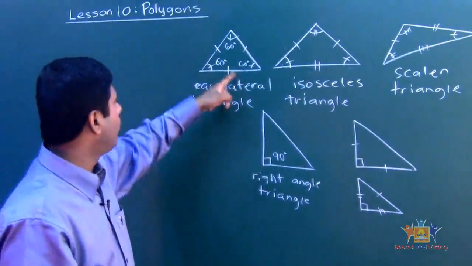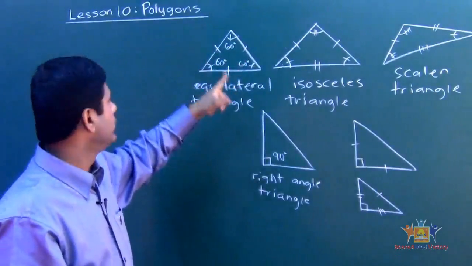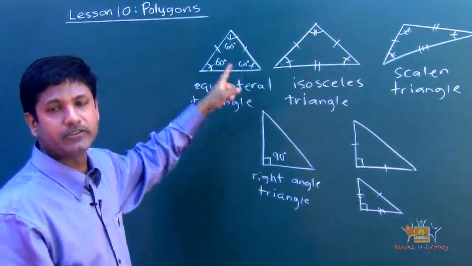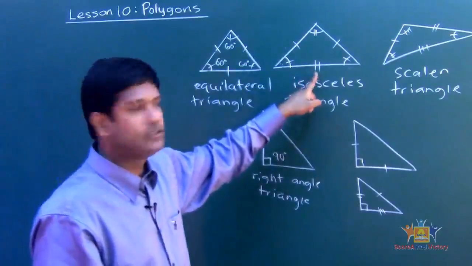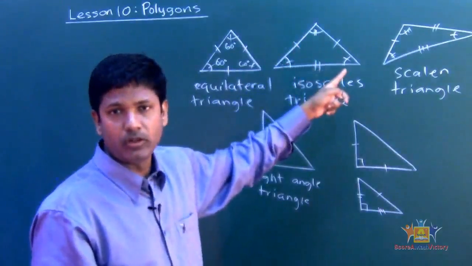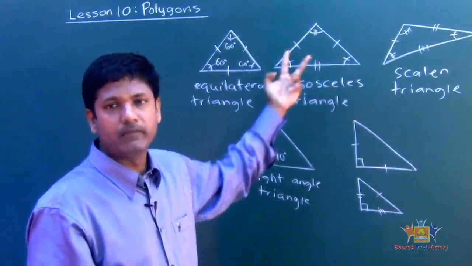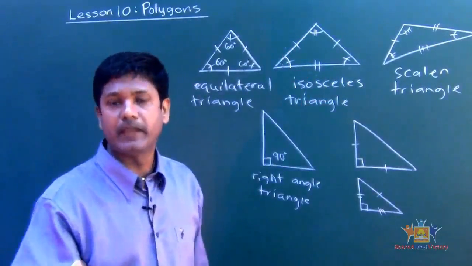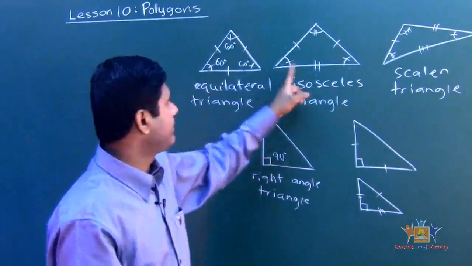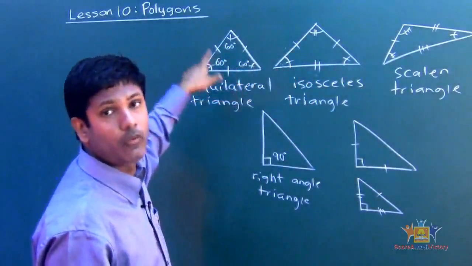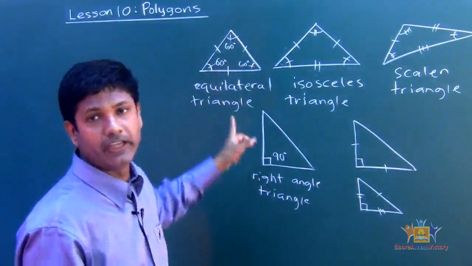Equilateral triangle: all sides are equal length, the angles are equal, and they're 60 degrees, 60 degrees, 60 degrees. Isosceles: only two sides are equal, and the two corners are equal, but we're not sure what they would be. It could be any angles, but they are the same. So for equilateral we know for sure it's always 60, 60, 60.